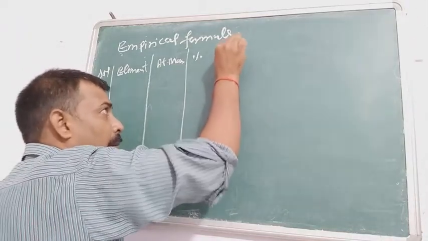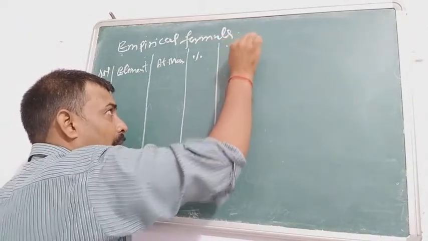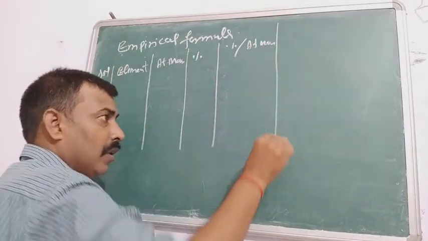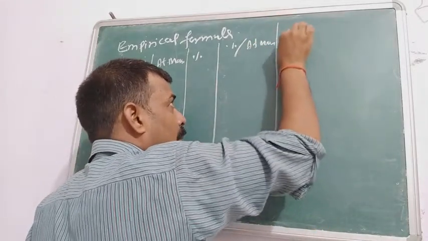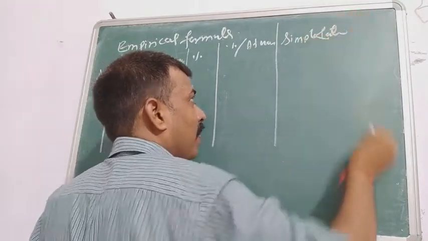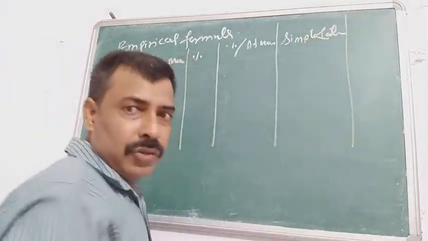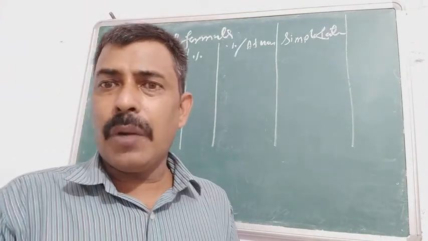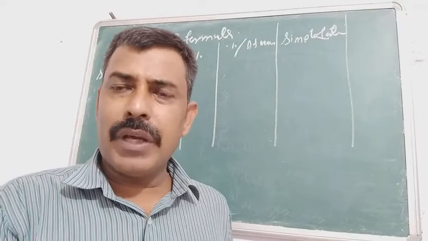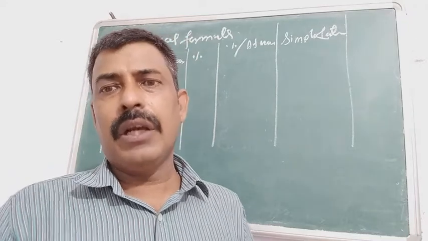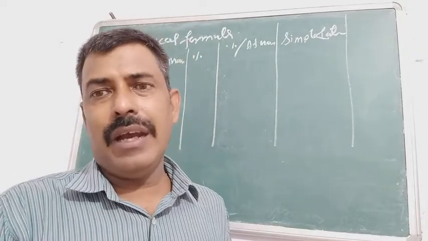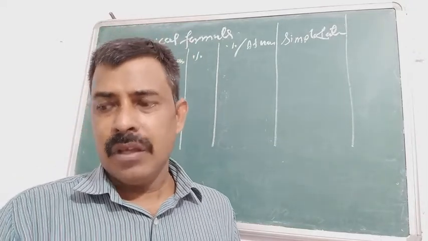Next one is percentage composition. Next, percentage by atomic mass. Next, simple ratio. If you find that the simple ratio is not an integer value, then you can multiply with the smallest number to find the integral value. Now we are just taking an example and trying to solve it.